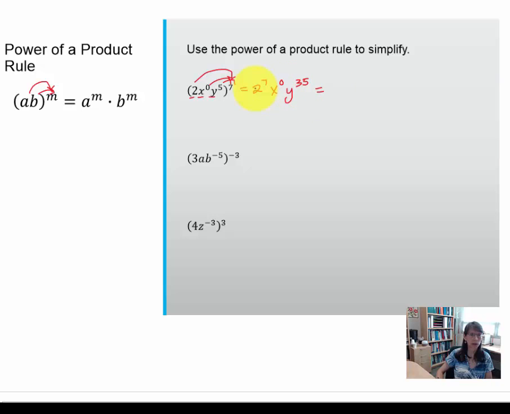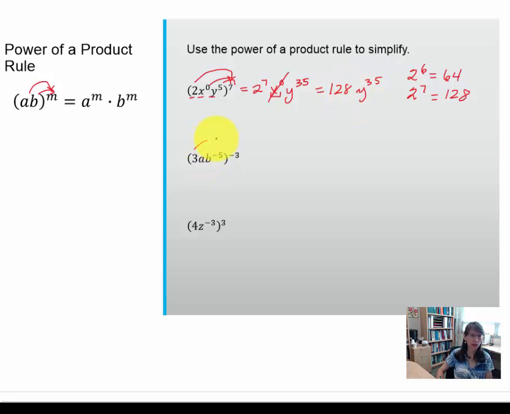Now we need to keep going because 2 is a numerical base. Since we just found out that 2 to the 6th is 64, 2 to the 7th would mean we have one more base of 2. So 64 times 2 would be 128. So 128, x to the 0 is worth 1, so that's eliminated, and we just have our base of y. So 128 y to the 35th.